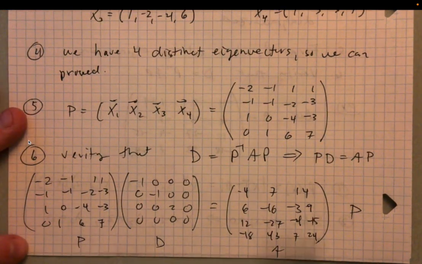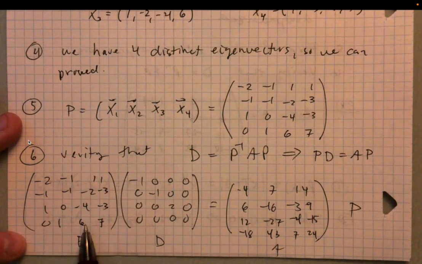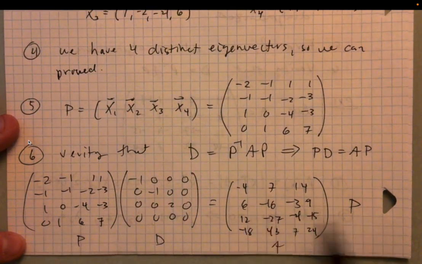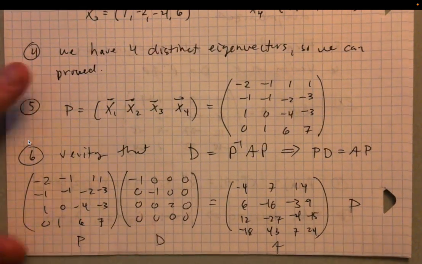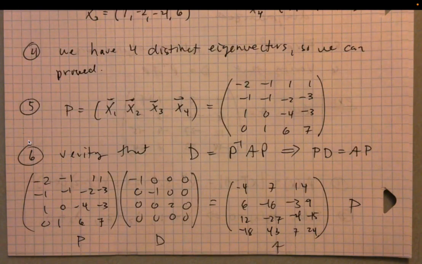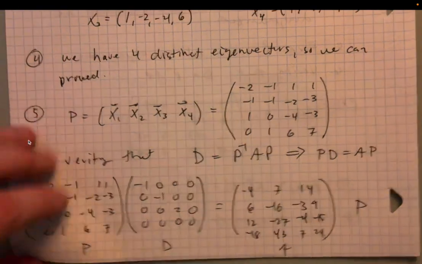But you'll find that P times D is going to give you something, and A times P will give you the same thing, which implies that D is indeed equal to P inverse AP. Right? And so you'll see that this works out and is almost magical. Okay? Excellent. Very good.